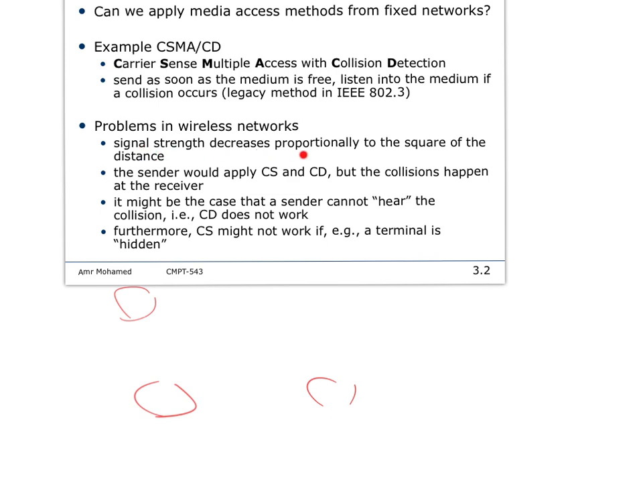Signal strength decreases proportionally to the square of the distance, as we talked about, in which case the sender would apply carrier sensing and collision detection, but collision happens at the receiver. By the way, this is a rule: collision always happens at the receiver. If I'm trying to transmit two signals, whether in wired or wireless, and we want to detect collision, we detect that at the receiver.